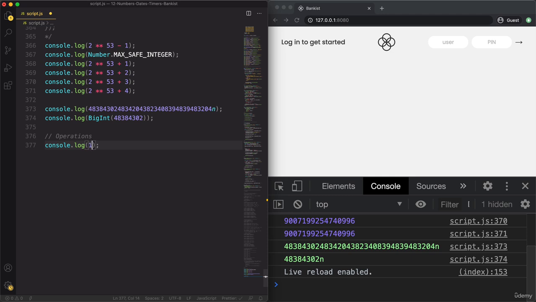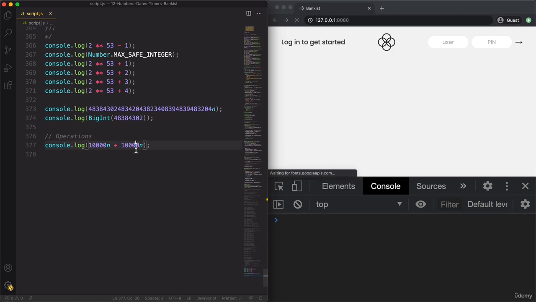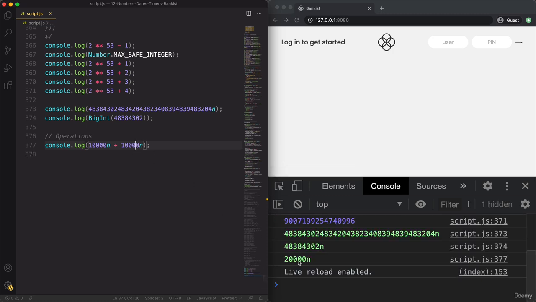So let's say we have 10,000n plus 10,000 again. In this case, of course, we wouldn't even need a BigInt here, but this is just to demonstrate that the operators work just the same with BigInt. So we get indeed 20,000. And the same is true with other operations.